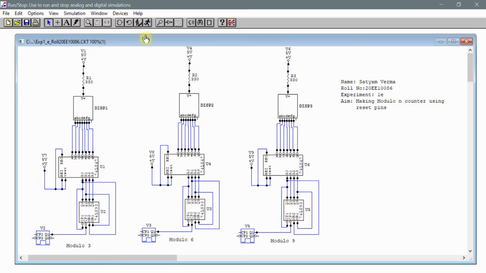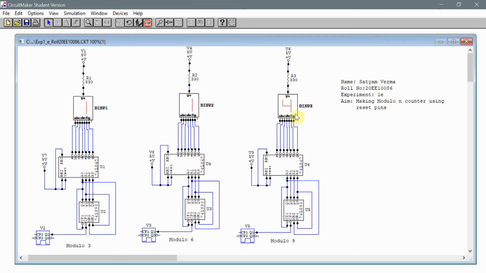So we would just simulate it, and first of all we look at the left circuit. So it goes from 0 1 2 and then again 0. Similarly, a modulo 6 counter, it goes from 0 1 2 3 4 5 and then again 0, and then this continues. Similarly, a modulo 9 counter where we see that it is going from 0 to 8, and then again it gets reset to 0.